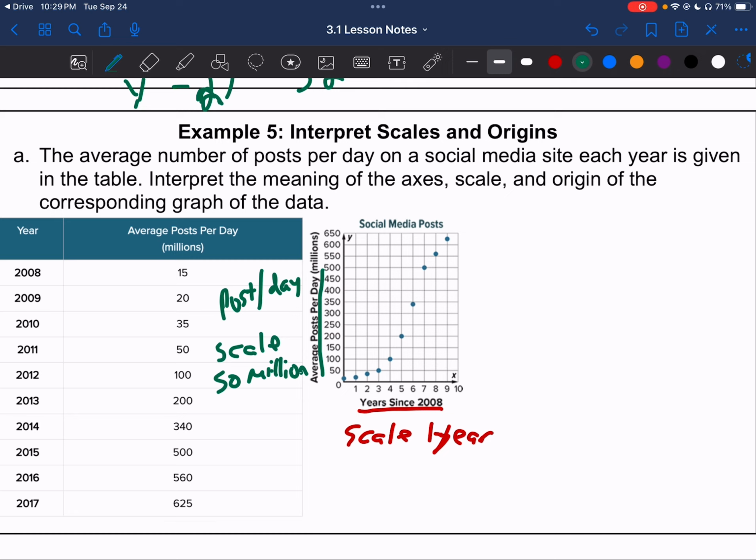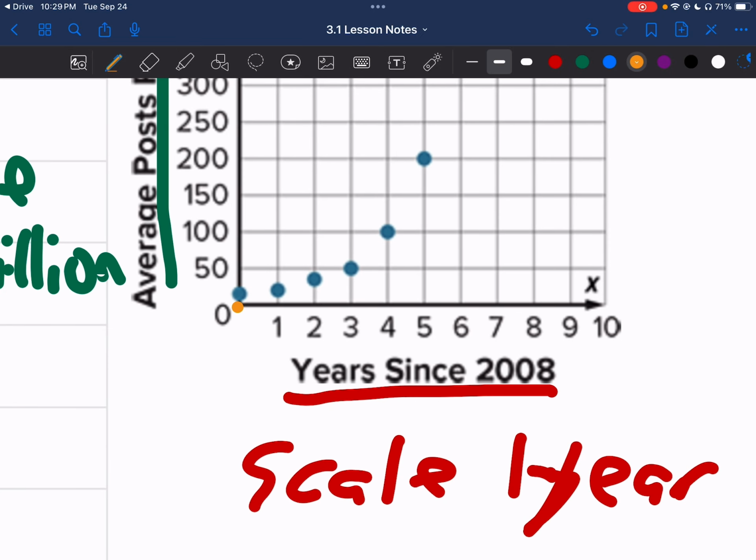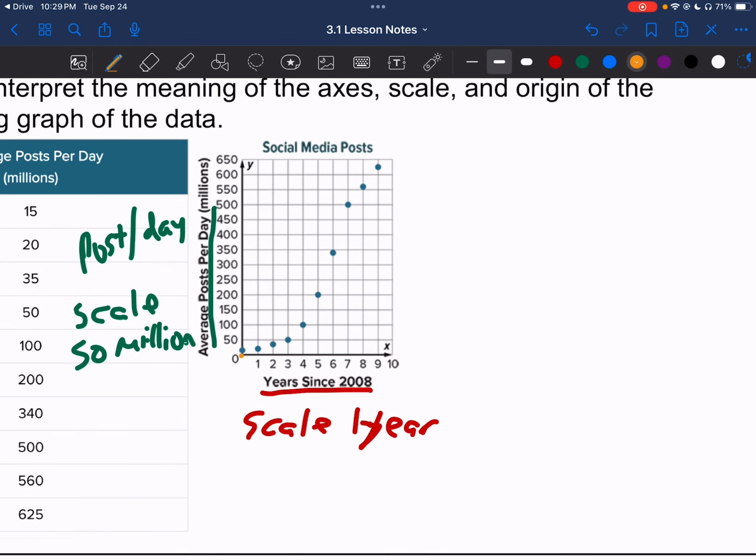Okay. And it also asks us, what does the origin mean? So if we were to just zoom in on this graph, what does that origin mean? The 0, 0. What does 0 on the x-axis mean? What does 0 on the y-axis mean? So on the x-axis, the 0 mark is the year 2008. 0 on the y-axis would be 0 posts.